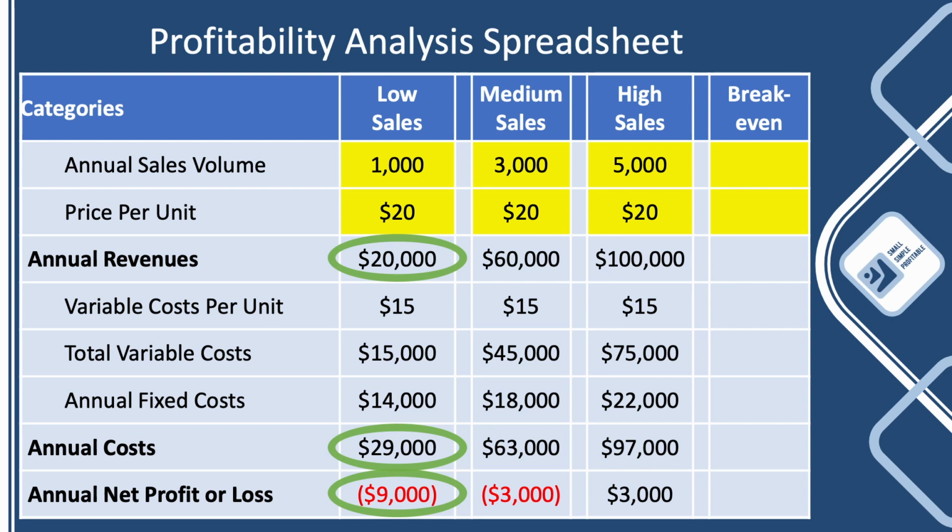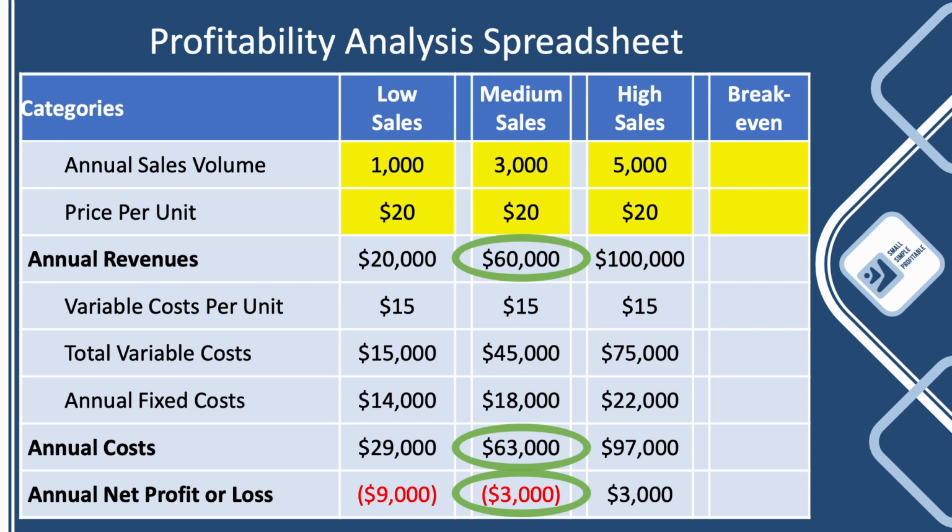Finally, this spreadsheet will automatically calculate the annual net profit or loss by subtracting annual costs from annual revenues. In the low sales column, there are annual revenues of $20,000 minus annual costs of $29,000, which equals an annual net loss of negative $9,000.